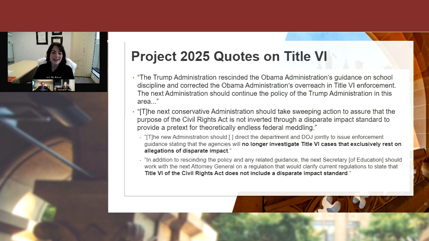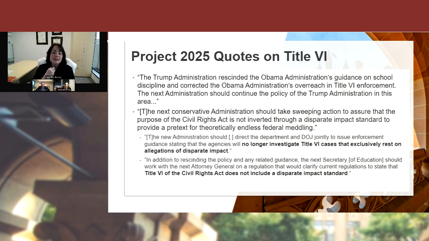Particularly, we can look at Project 2025 and some quotes that are in that very long kind of plan for this incoming administration about Title VI. So they stated in Project 2025 that the Trump administration rescinded the Obama administration's guidance on school discipline. And what this was, it was Obama-era guidance that encouraged schools to look at disparate impact in discipline.